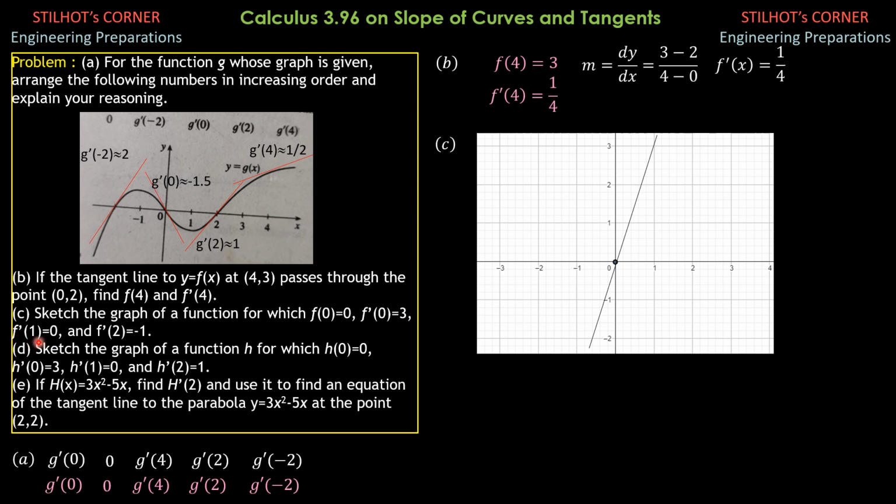The tangent when x is 1 is horizontal, as shown. So the point may be anywhere, but definitely above 1. Then f prime of 2 is -1, so it is a line that is sloping downward, and the slope is -1. So let us say this is the point 2, and the slope of the tangent is -1.